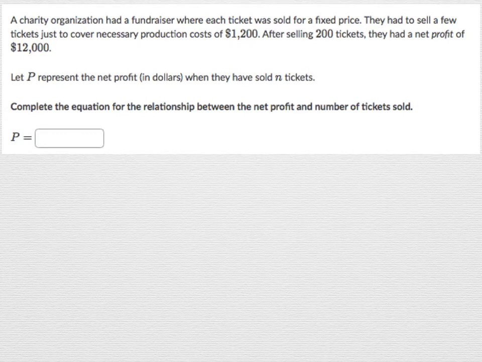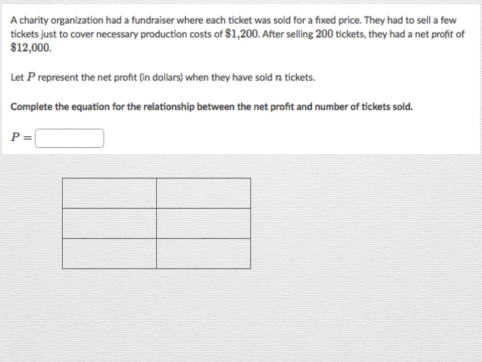of tickets sold. So I like to organize the information that was given in the word problem in a table of values. My independent variable is N, number of tickets, and my dependent variable will be P, which is the profit in dollars. And I know that if they sell 0 tickets, they have already spent money. They've spent $1,200, so they are $1,200 in the hole, as it were, if they sell 0 tickets. If they sell 200 tickets, they will have a net profit of $12,000.